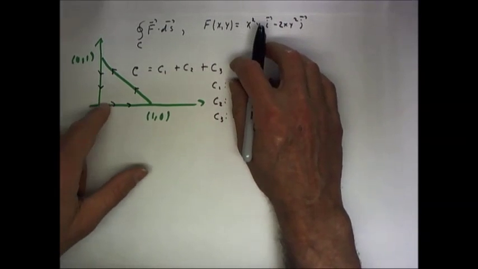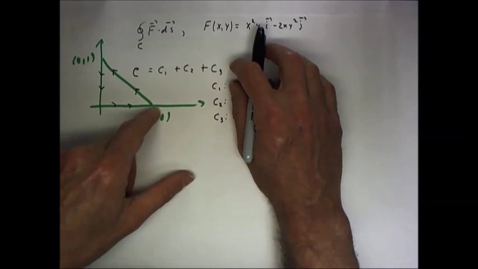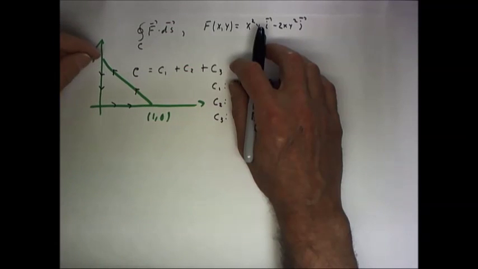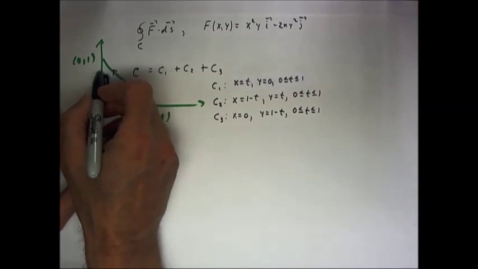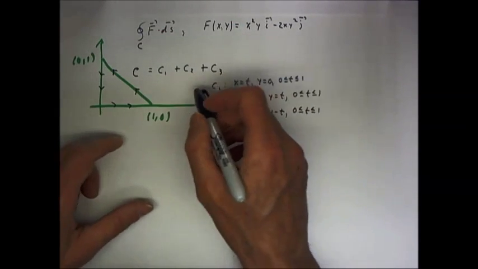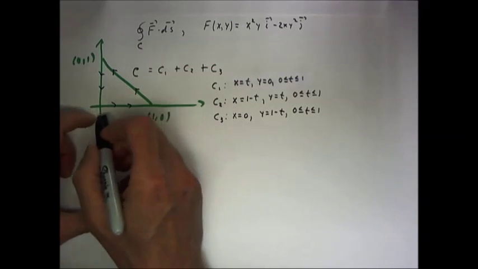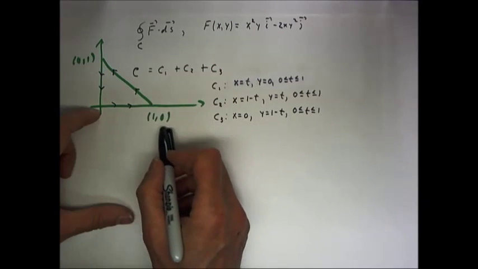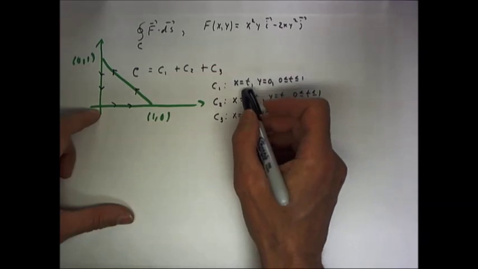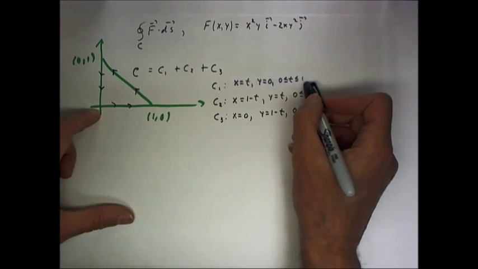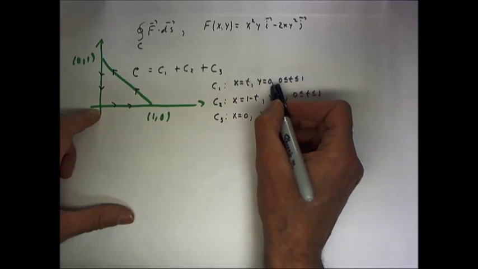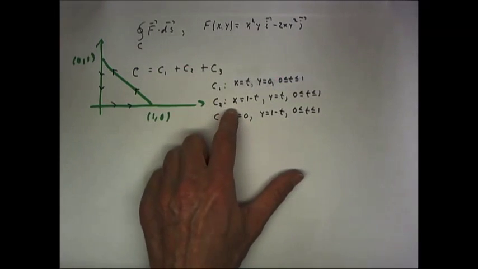We can break the curve into three segments, one segment from here to here, another from here to here, another from here to here. Let's parameterize each of these segments separately in terms of t. Along the first segment, x is going from 0 to 1, while y remains 0. So we let x equal t, where t is going to run from 0 to 1, and y is going to remain 0.